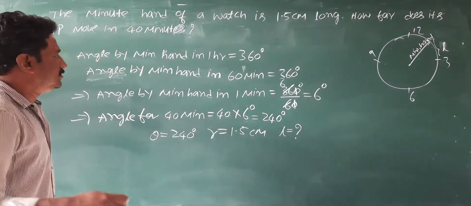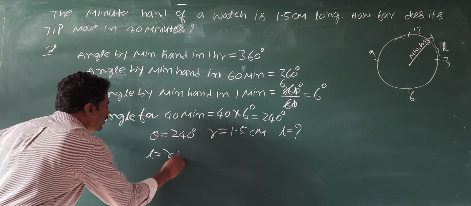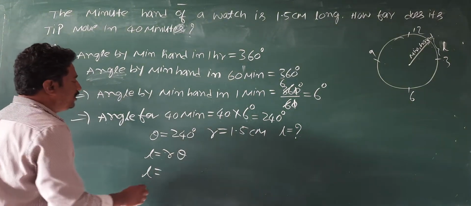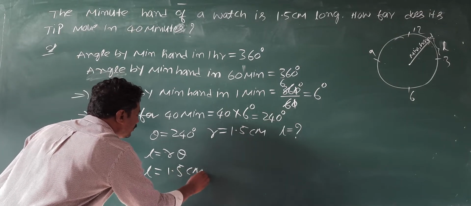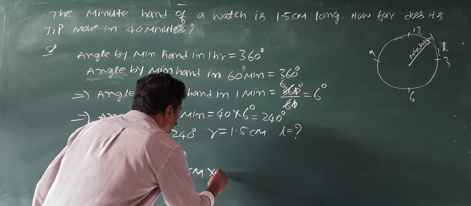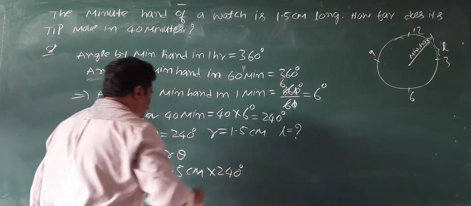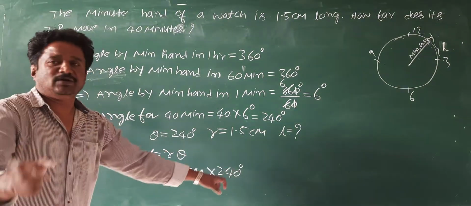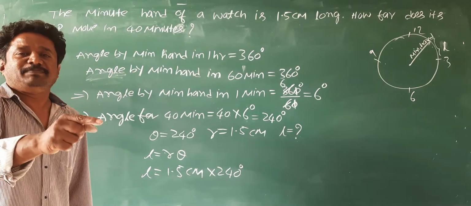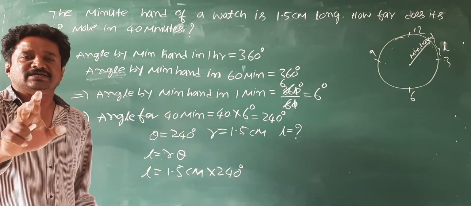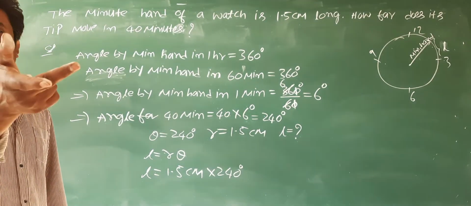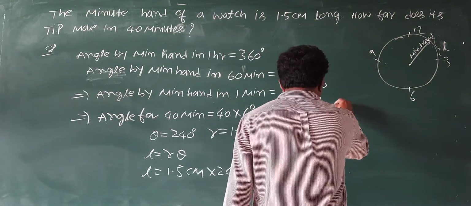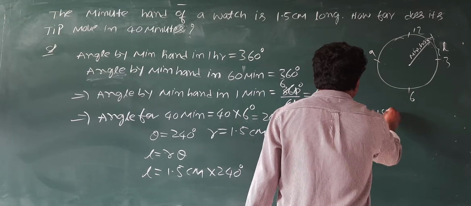We have a formula. So tell me that formula. L equals r theta. So L equals r, 1.5 centimeter, into theta, 240 degrees. Is it possible to multiply degree and centimeter? No. Convert degrees into radians, because radians can be multiplied with centimeter, meter, whatever it is, because radian is just like a real number. So convert degrees into radians. Pi radians is equal to 180 degrees.